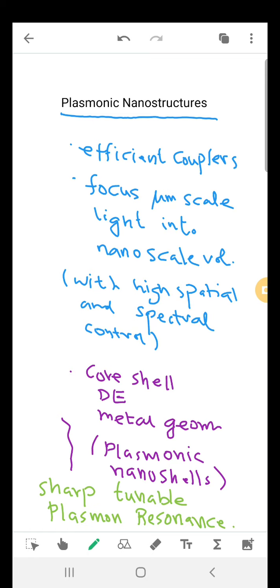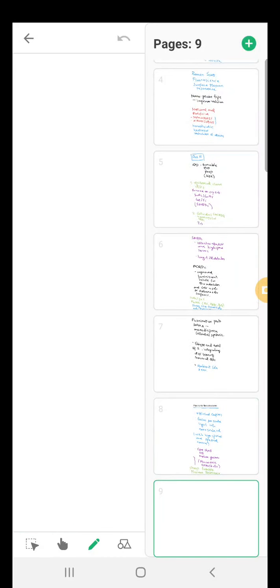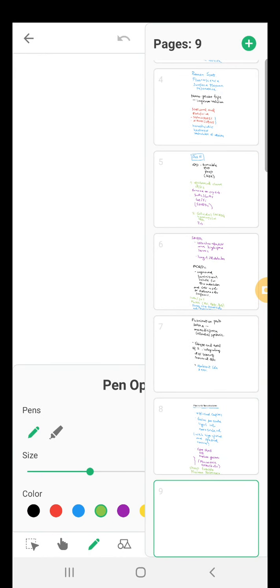And that is why these materials can be used as optical nano antennas, or can be designed to focus micrometer scale light into nanoscale volumes with high spatial control and concentrated energy.